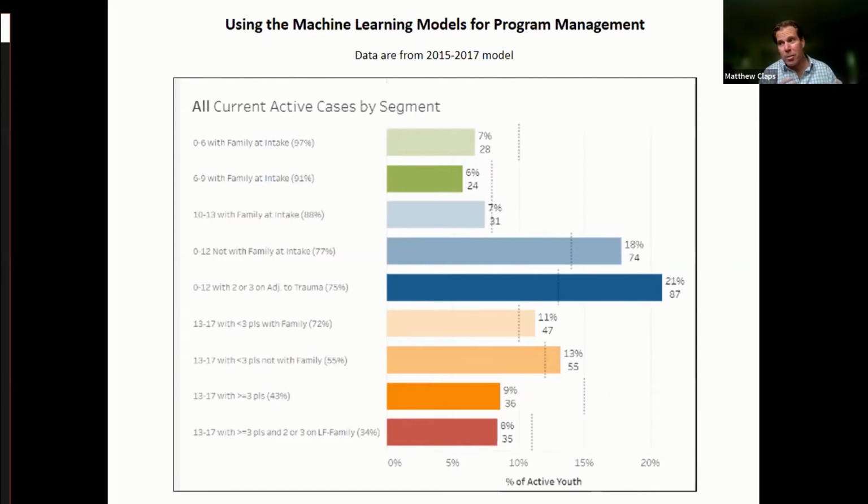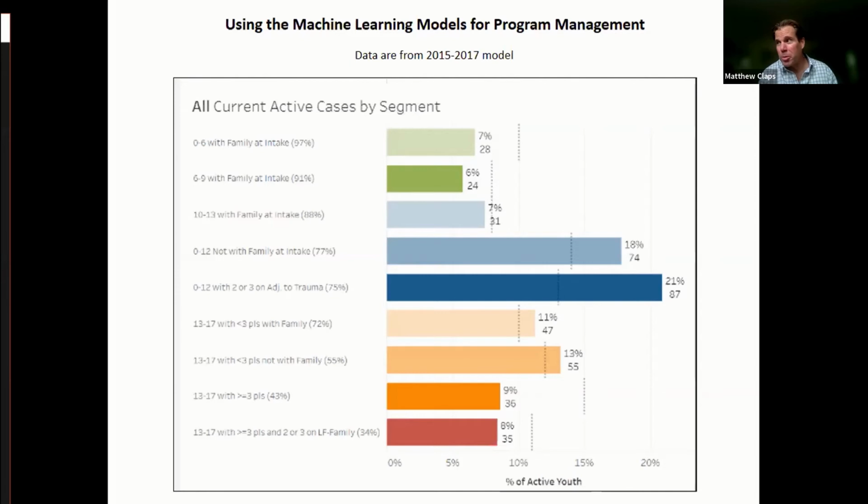And again, you can think about the different kinds of interventions you might want to be using with your clients as you're looking across these various clusters. But what this graph is telling us is a real-time snapshot of what our caseload distribution looks like. So at the very top in that light green bar, that's 7% of our active caseload. Moving down to the bottom in the red bar, that's 8% of our active caseload.